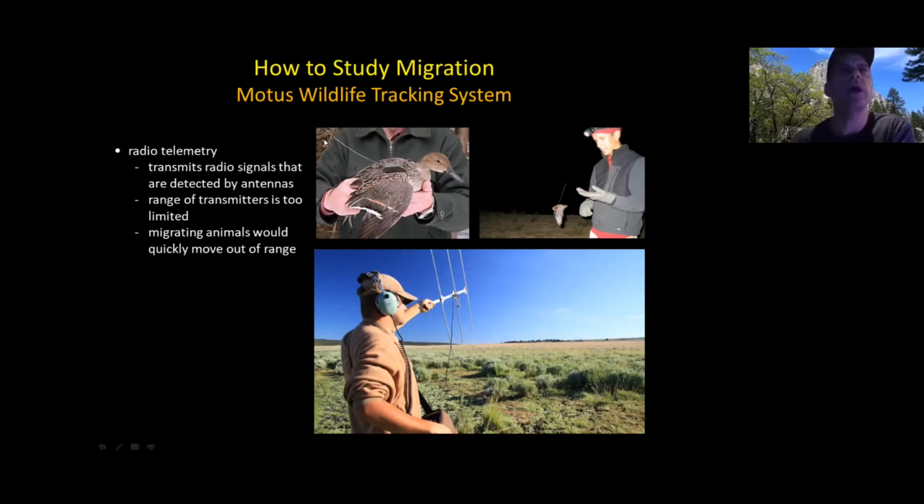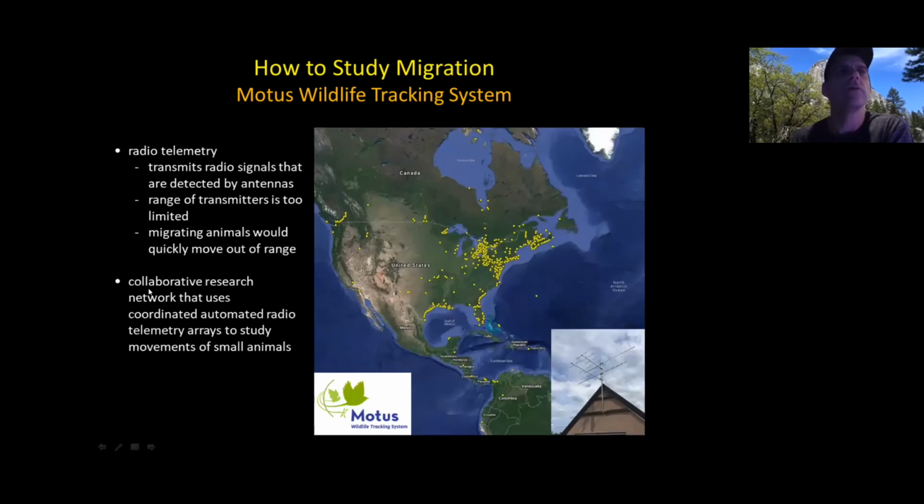However, the MODIS wildlife tracking system sort of changed all that. The MODIS wildlife tracking system is a collaborative research network comprised of automated radio telemetry arrays spread across the world that are all designed to study the movements of small animals. And the points on the maps that you see here show you where the MODIS stations are in North America and also part of South America.